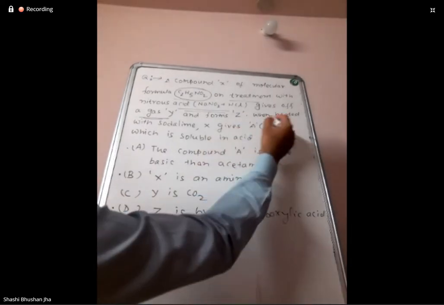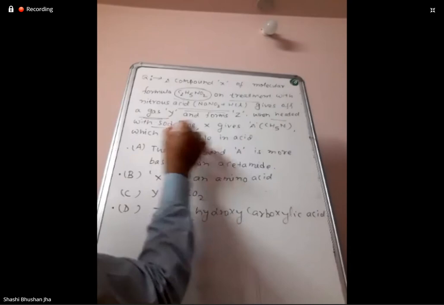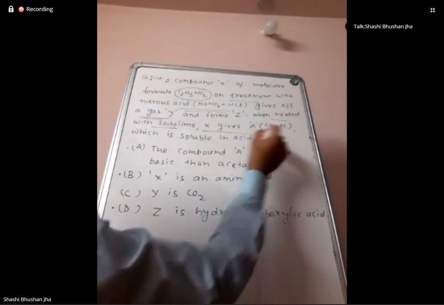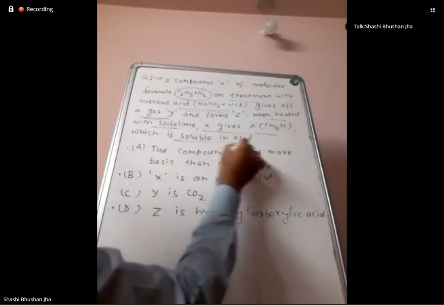Now read the second line. It is said that when heated with soda lime, X gives A, which is soluble in acid. Reaction with soda lime, that is the characteristic of salt of carboxylic acid, or you can say that is the characteristic of carboxylic acid. When salt of carboxylic acid is heated with soda lime, carbon dioxide gas will be released. Decarboxylation will happen.